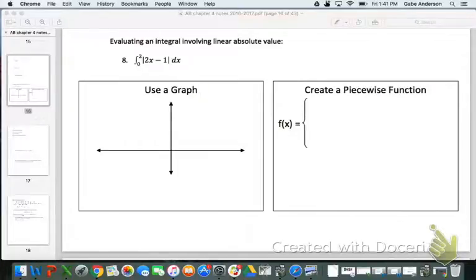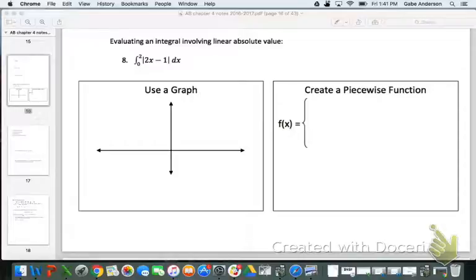Please notice a couple things. First of all, this is absolute value, but it's absolute value of a line, right? Absolute value of a line. And so that's very, very helpful. I'm going to show you how you could use a graph first, and then we'll look at the piecewise idea. So with a graph, let's see if we can figure this out.